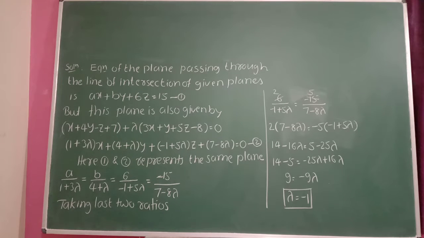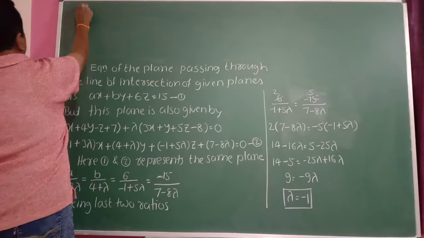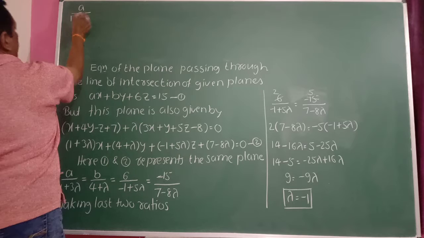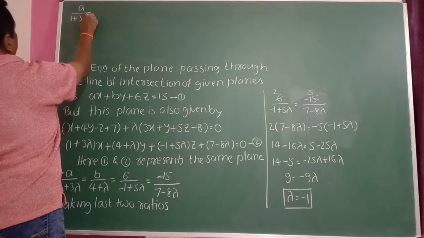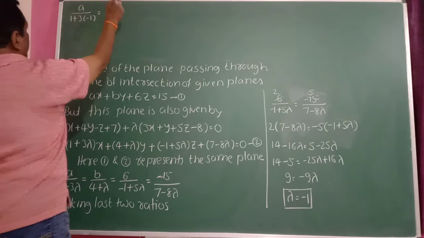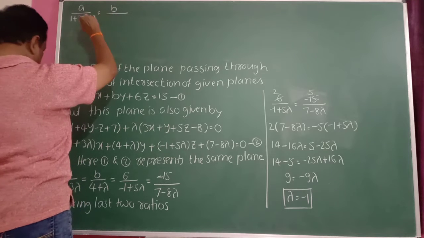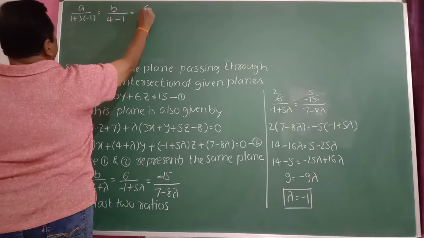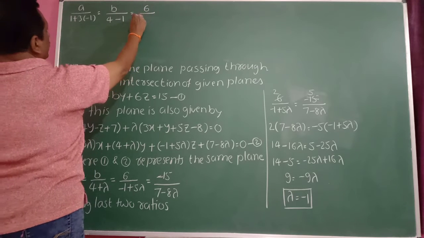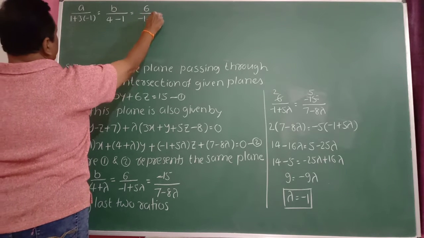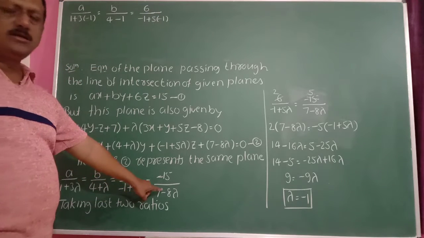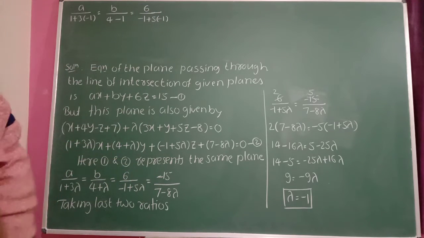Okay. So a divided by 1 plus 3 into minus 1 is equal to b divided by 4 minus 1, which is equal to 6 divided by minus 1 plus 5 into minus 1. You can take this one or even this one; you will get the same result here.